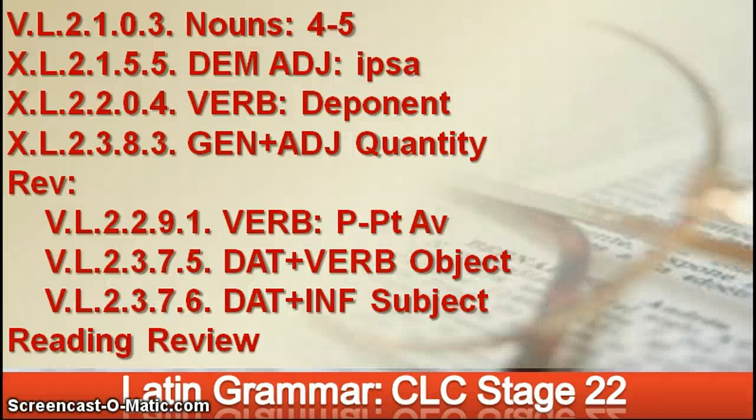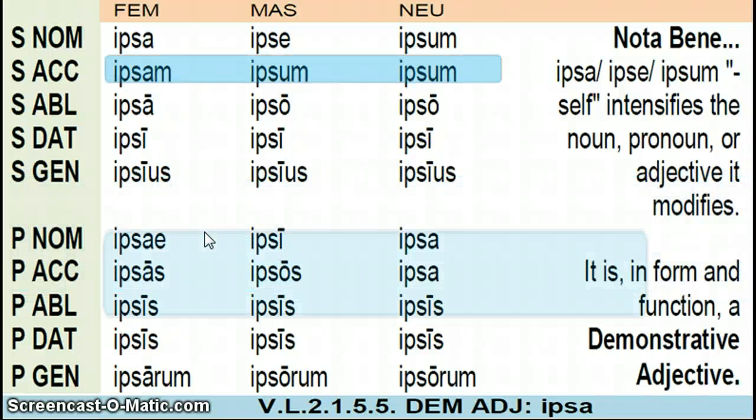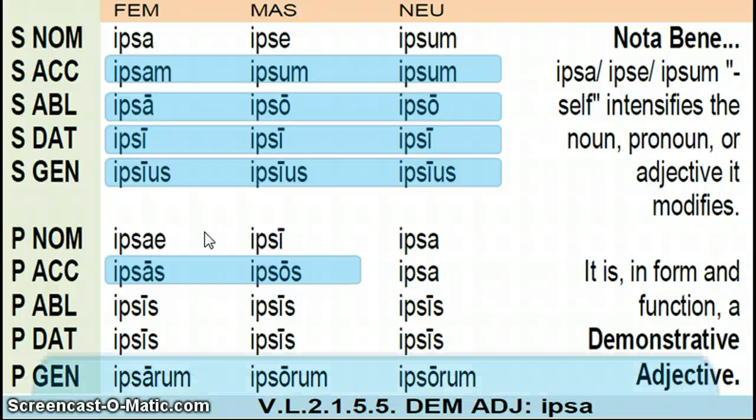CLC 22 grammar. We're going to go through this quickly as there is a lot. The first thing to worry about in our grammar lecture, of course, is the question of ipsa, ipse, ipsum. This will be a third year issue. It is a demonstrative.